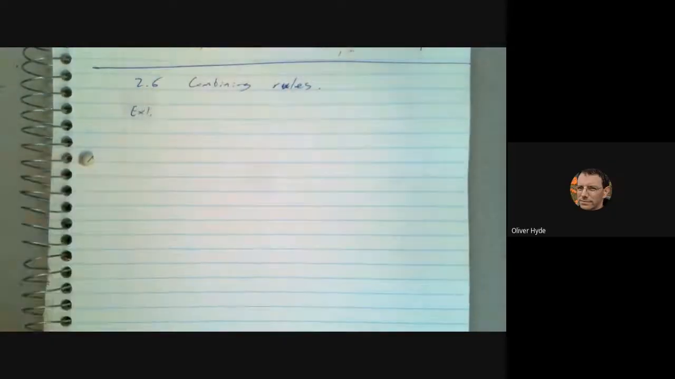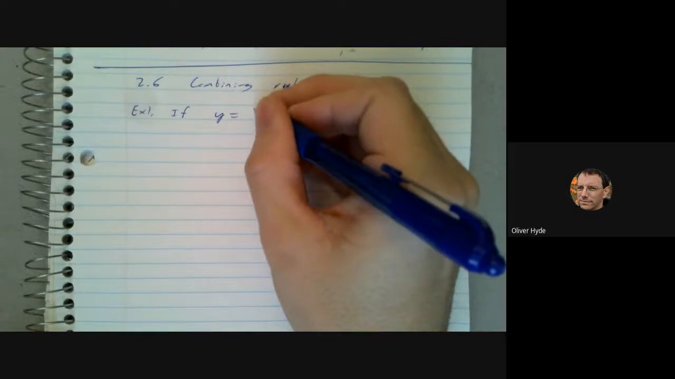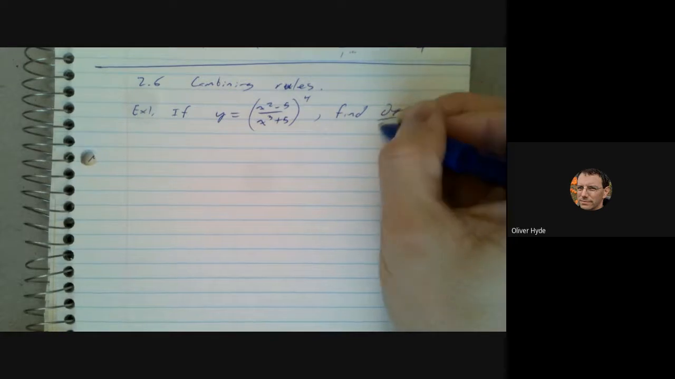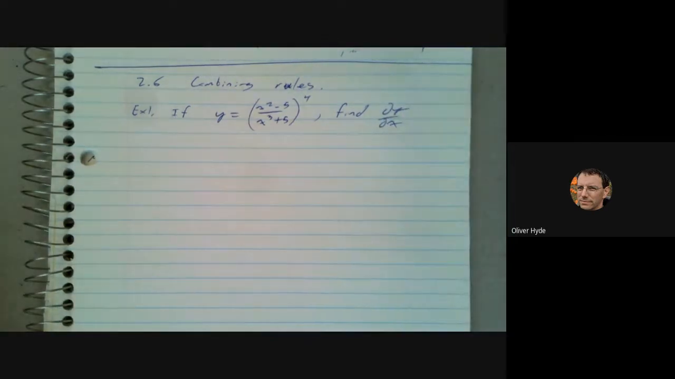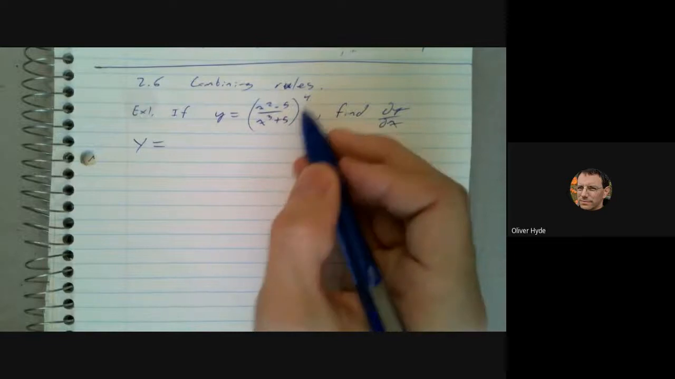Hello, Ross. For 2.6, on the proof of the rules and combining the rules, I want to try examples from class using alternate methods. Example number 1 said if y is (x squared minus 5) divided by (x cubed plus 5), all to the exponent 4, we wanted to find a simplified and factored expression for delta y by delta x with natural exponents. So what we're going to try this time is applying the power of a quotient rule here.